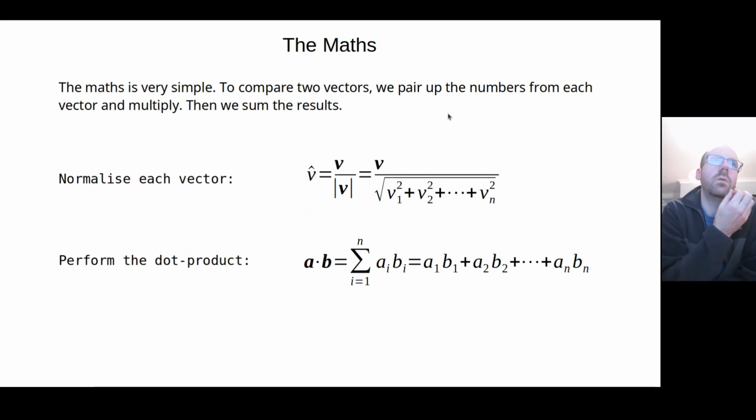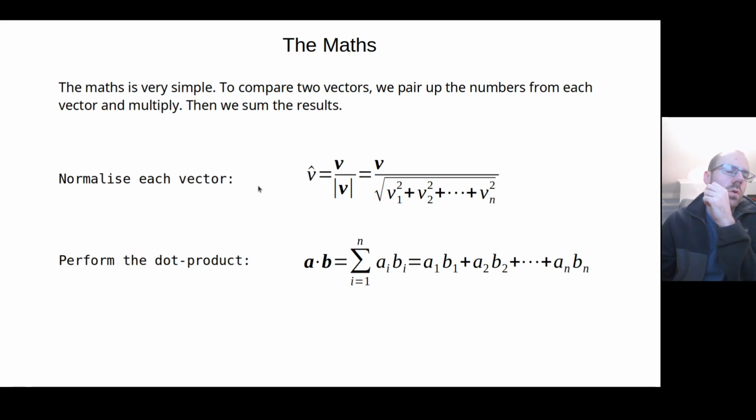Right, so the maths is actually very simple. All we do is we've got our two vectors, which are two lists of numbers, and if you imagine them vertically, we just pair them up, multiply each pair of numbers together, and then we just sum all the results. So what have we got here? Normalizing. The mathematical notation makes it look very complicated. Sometimes I think that maths is some sort of conspiracy to make us think we're stupid, but it's not actually that complicated.